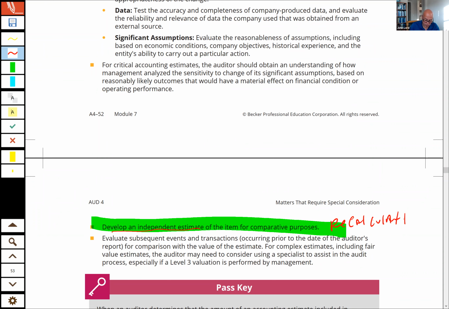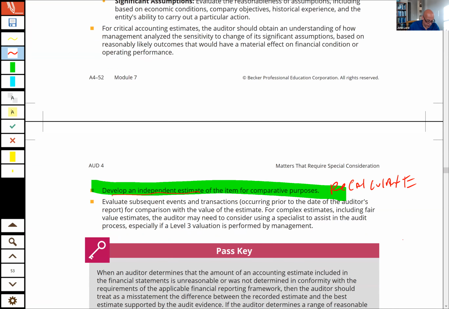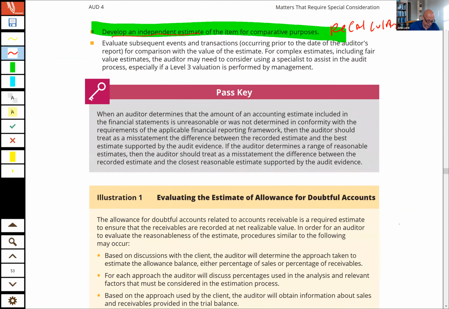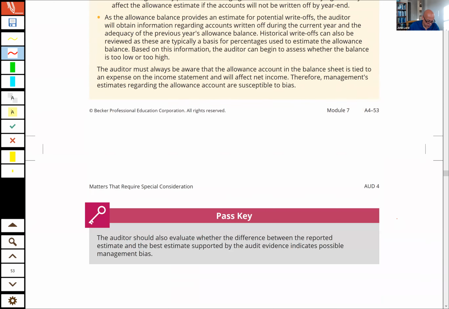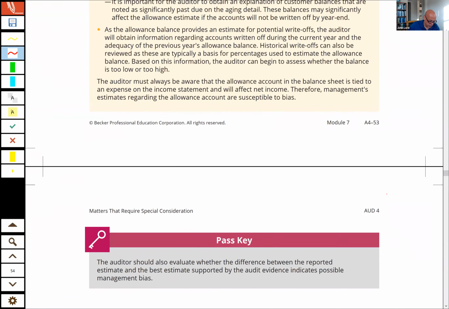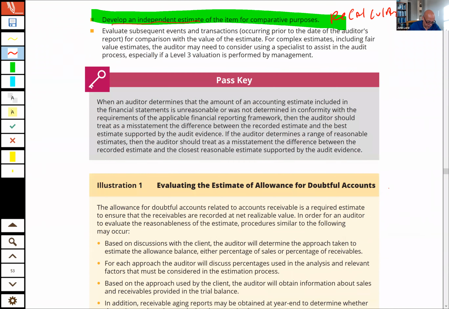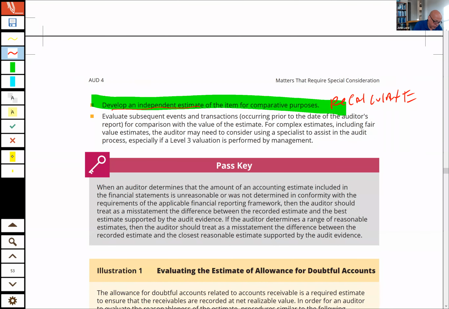And then you compare that recalculation to what management had and see if you agree. And then one last step would be to, oh, they didn't put it here, so I'm going to just write it in. Oh, here it is. Evaluate, I missed it. Evaluate subsequent events.